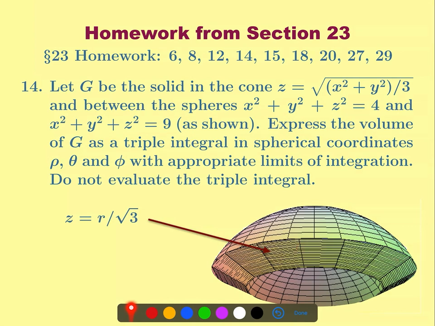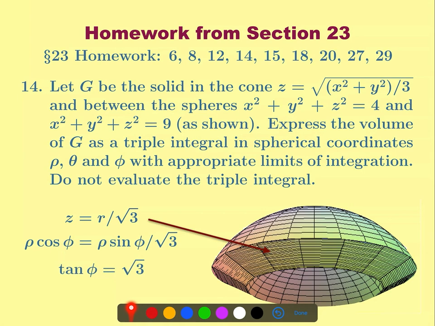So this cone, again, is r over root 3 is equal to z. Okay, now we write z and r in spherical coordinates. Z is rho cosine of phi, r is rho sine phi. So we just do that substitution, and we can cancel the rho from both sides. And the tangent of phi is going to be square root of 3.